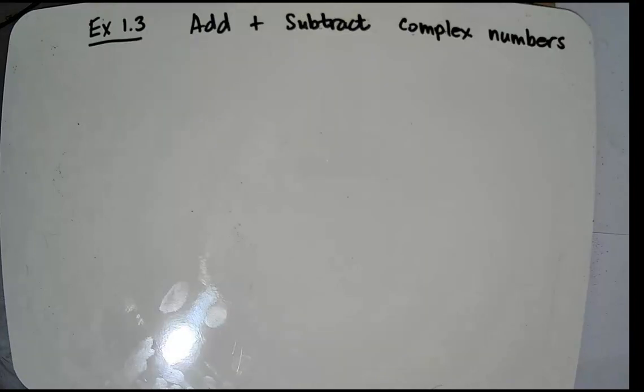Add and subtract complex numbers. Exercise 1.3. 1a, we have this question. Pause the video and attempt it on your own. This is a very easy example. So remember, with adding and subtracting, it is based on the concept of like terms, like grade 8 and 9. For example, 2x plus 3x is equal to 5x. So here, the i is like the x.